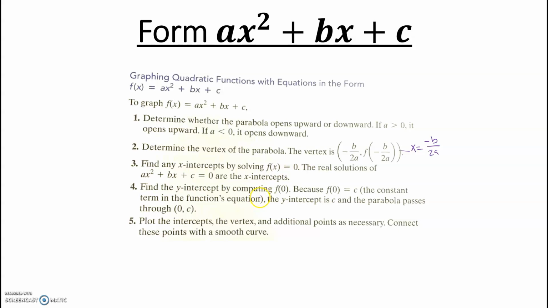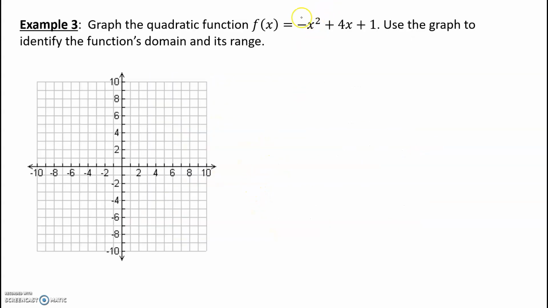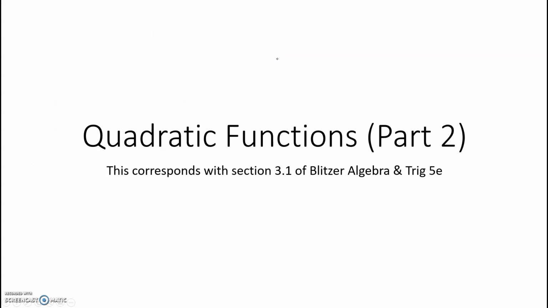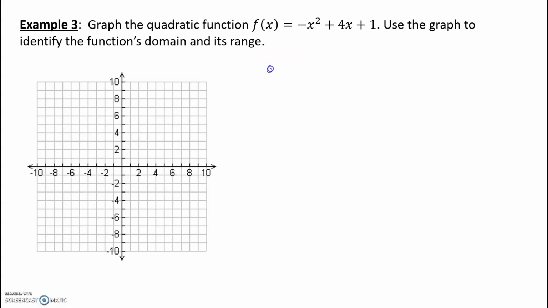Alright, let's get started. A is negative, so it opens down. Again, the vertex isn't as easy, so for your vertex we're going to say x equals the opposite of b over 2a. There's your formula. The opposite of b is -4, over 2 times a, which is -1. So x equals -4 divided by -2, which is +2.